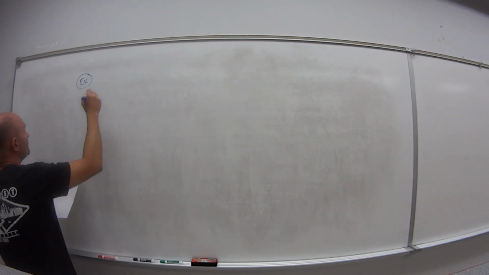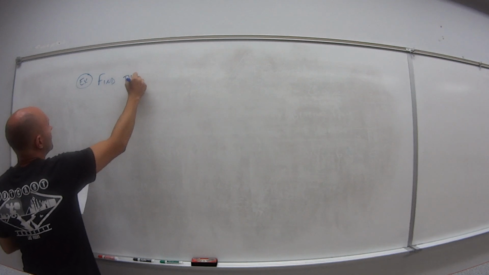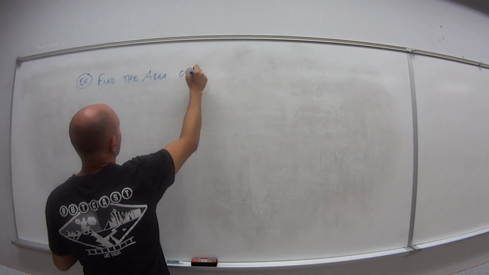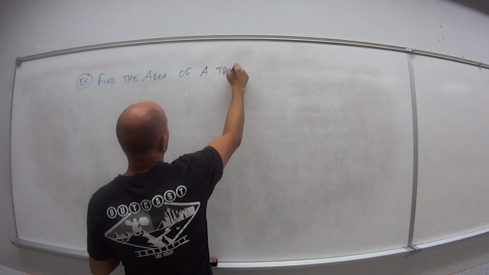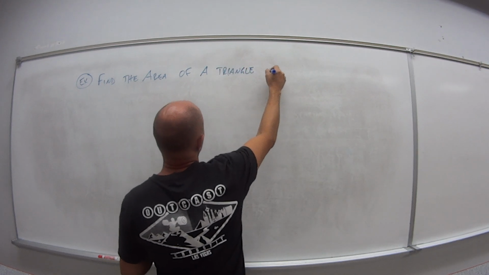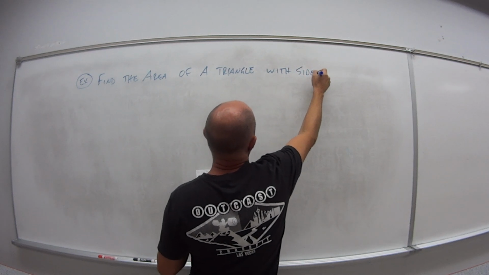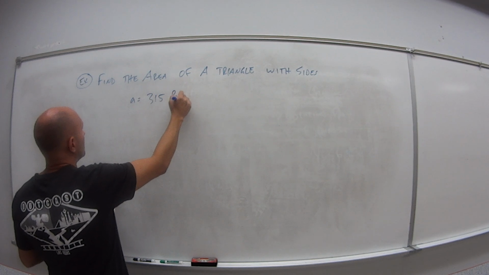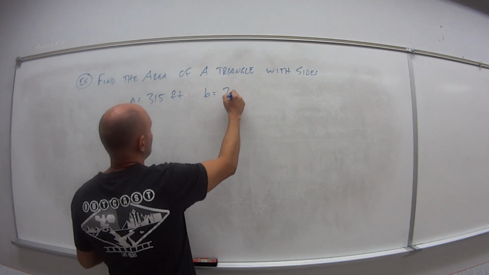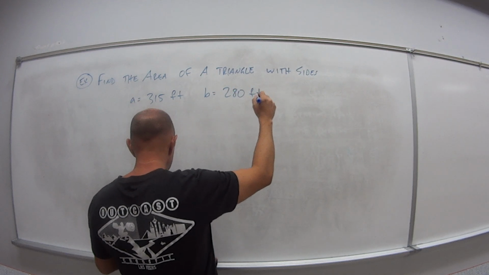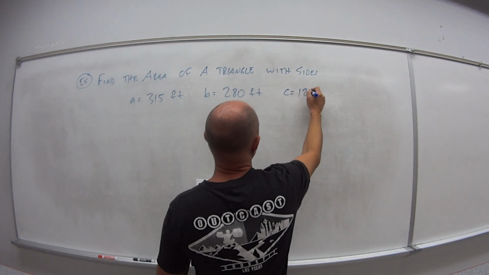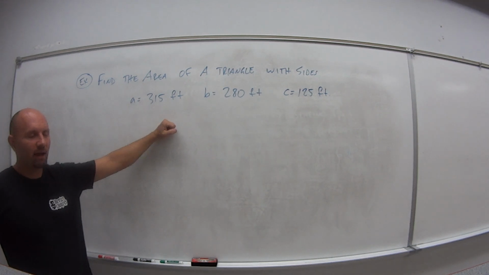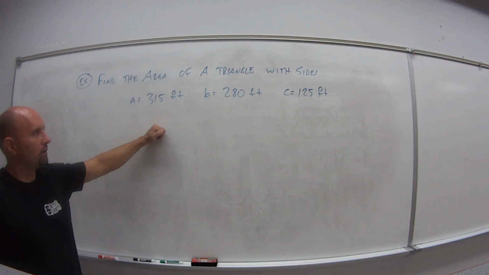Alright, so here's an example. We want to find the area of the following triangle. So find the area of a triangle with sides A equals 315 feet, B is equal to 280 feet, and C is equal to 125 feet. Okay, I'm asked to find the area. I'm given 3 sides. The only thing I want to worry about here is Heron's formula.